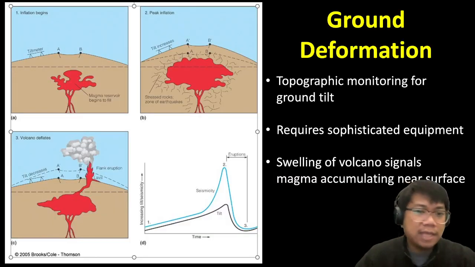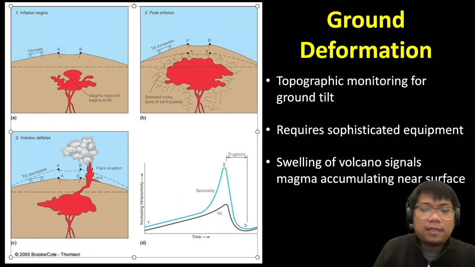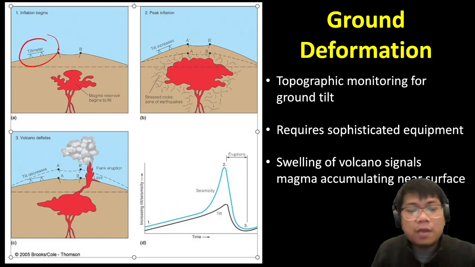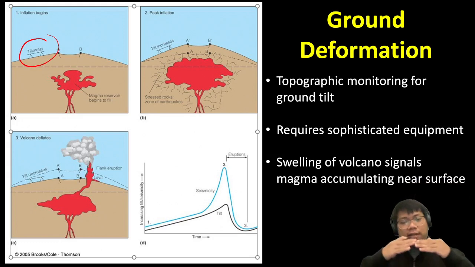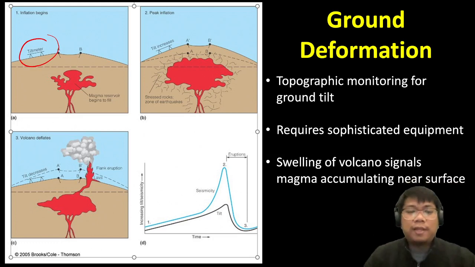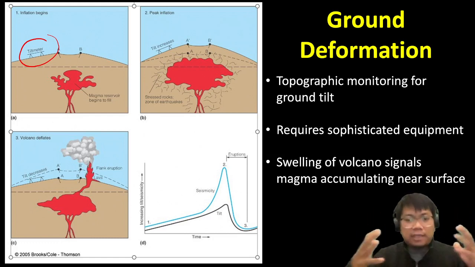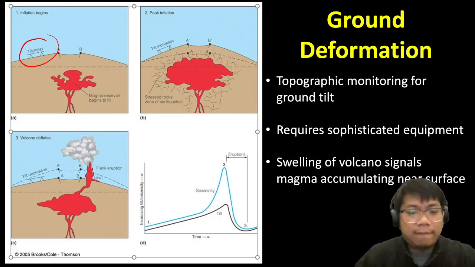So here's one example. Here's the measurement of ground deformation. Notice that we have a tilt meter here on the ground that measures the tilting of the slope of the volcano. So when there's a swelling happening, they can immediately know that there is an activity going on.